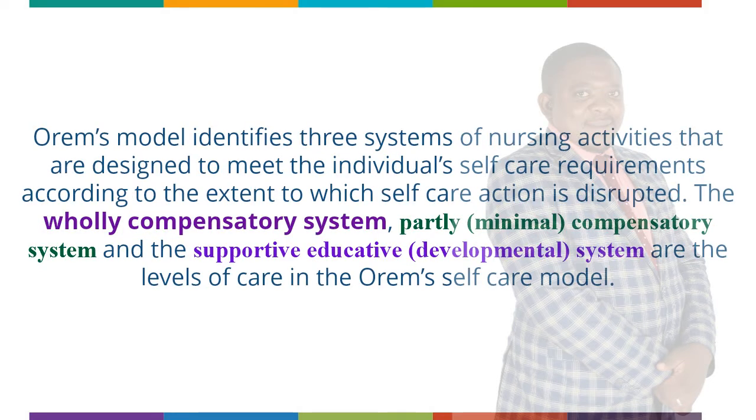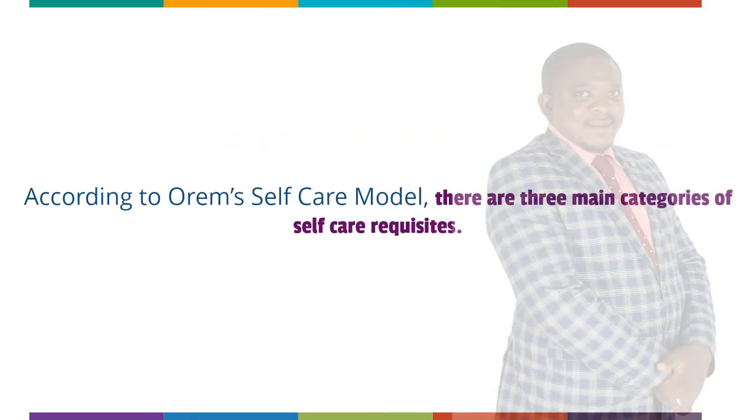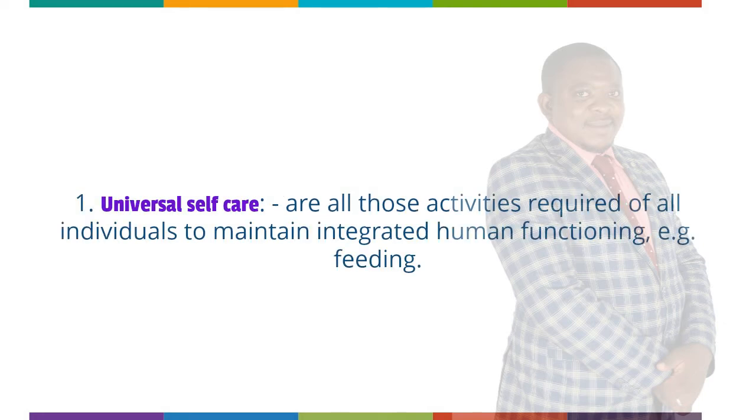OREM'S model identifies 3 systems of nursing activities that are designed to meet the individual's self-care requirements according to the extent to which self-care action is disrupted. The wholly compensatory system, partly compensatory system and the supportive educative, developmental system are the levels of care in the OREM'S self-care model. According to OREM'S self-care model, there are three main categories of self-care requisites.